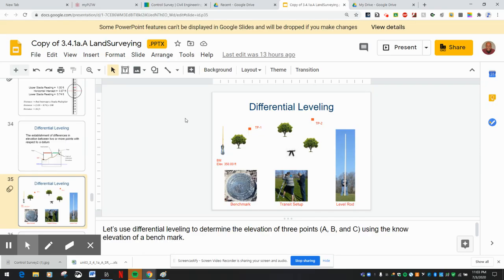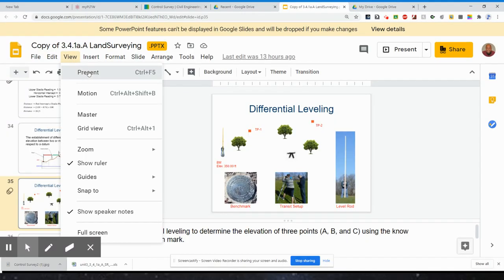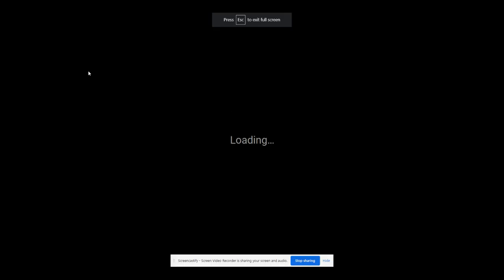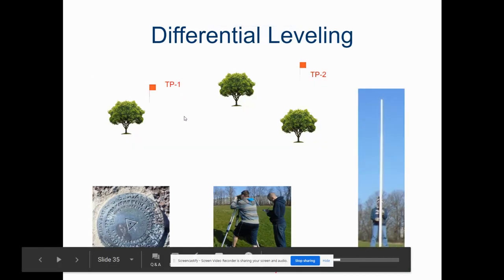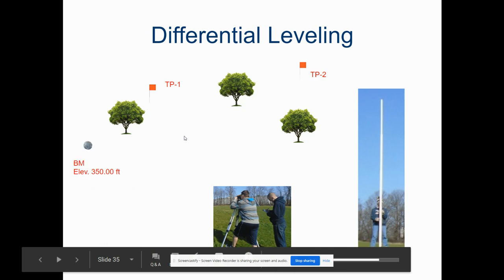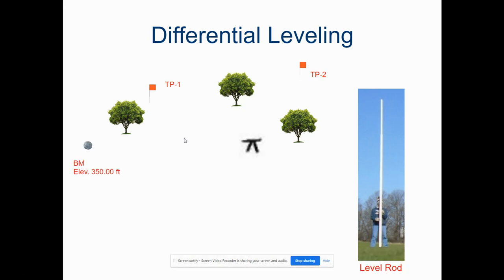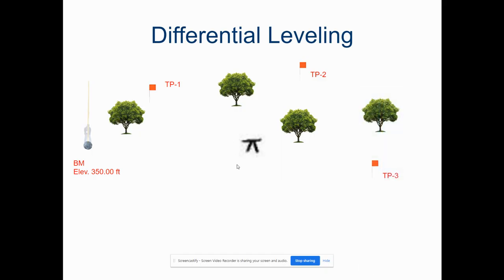If we actually had that, it's really good to have. So, there's our benchmark, 350 feet, and here's our transit or our level. I'm sorry, and so we have point one, and it shouldn't say TP because TP means turning point, and we're not making any turns here.